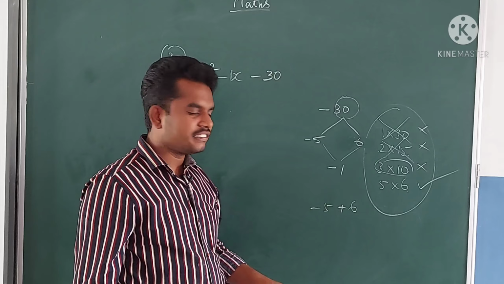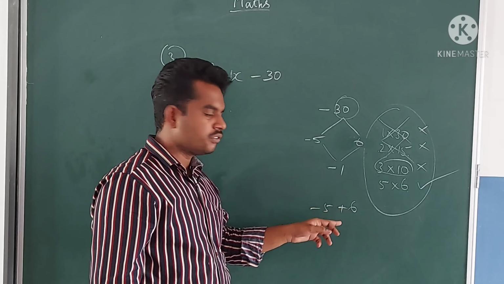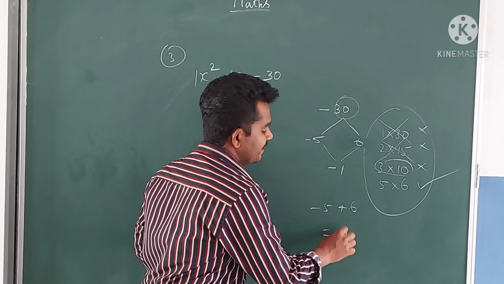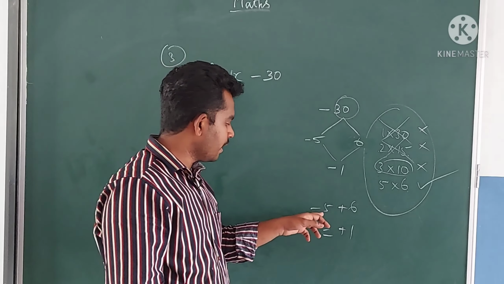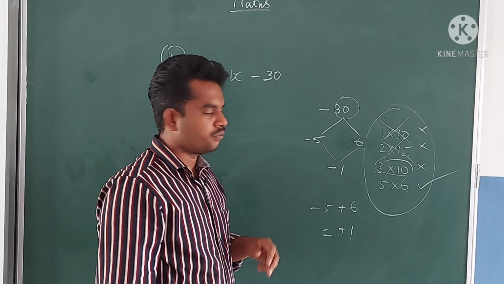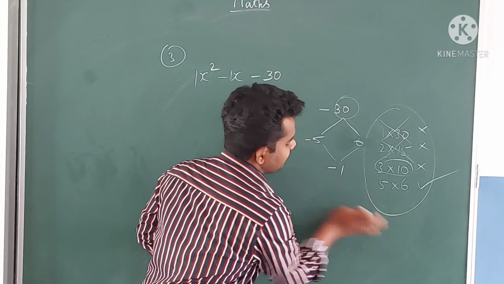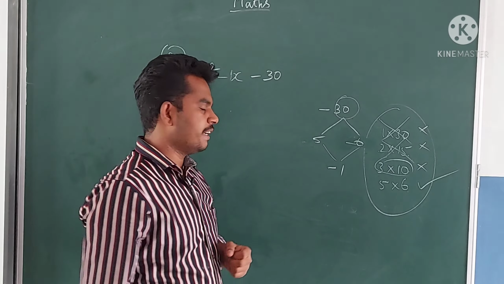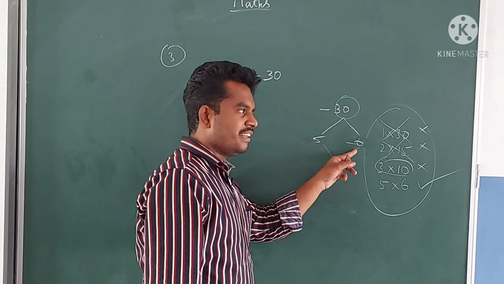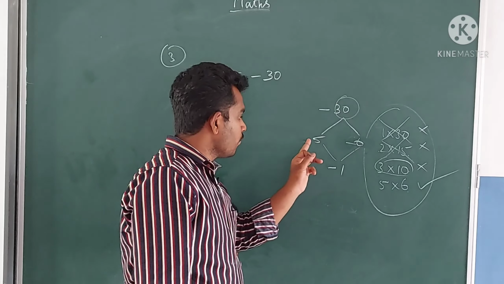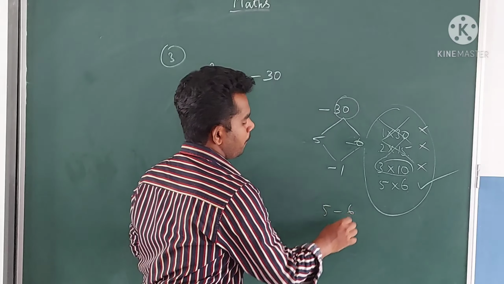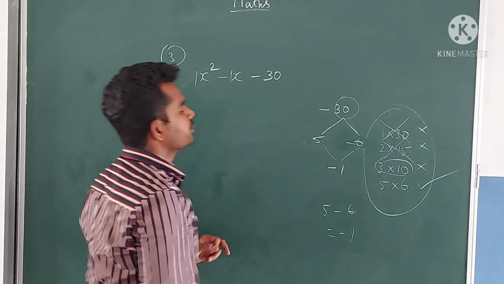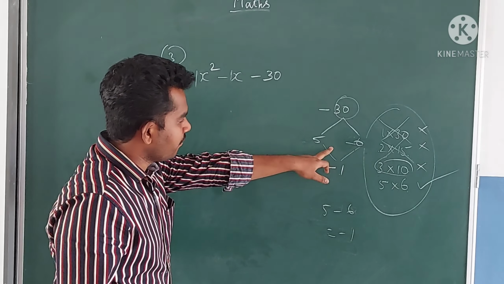The summation is the bigger number's sign, which is plus, so you will get plus 1. Here we want a minus 1, so adjust the signs: put minus here and you will get the correct answer. 5 into minus 6 is minus 30, and 5 minus 6 is minus 1. So in this way you can find the factors.